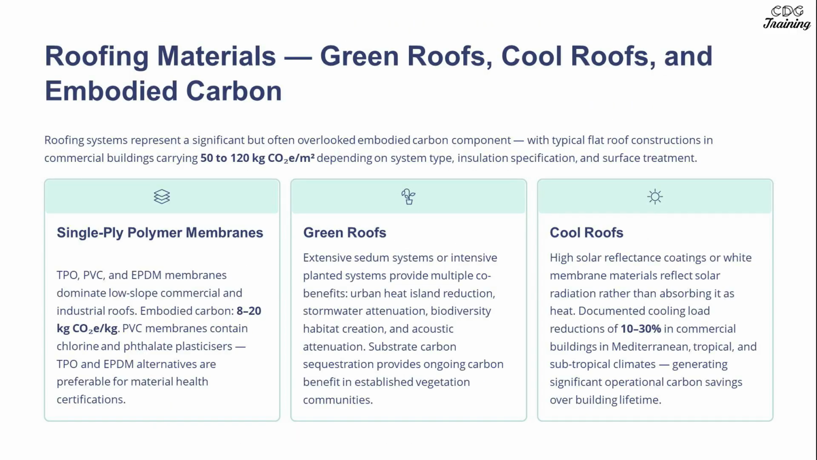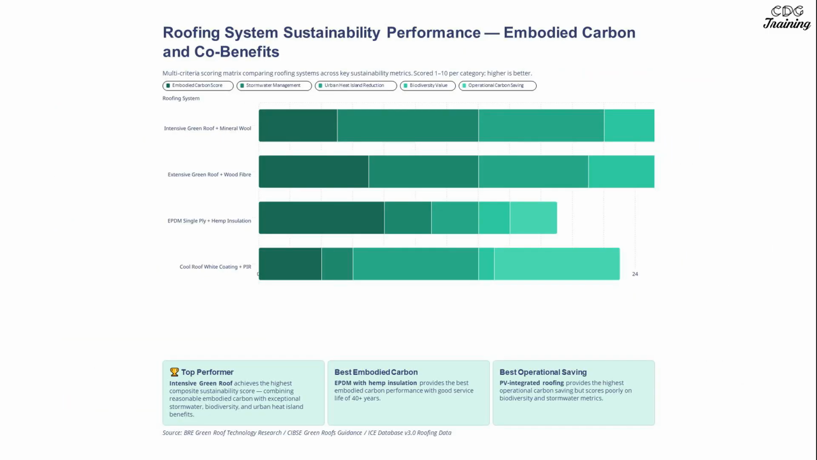Roofing systems, including green and cool roofs, significantly impact a building's carbon footprint. Understanding their embodied carbon and benefits is crucial for sustainable building design. A comparison of roofing systems highlights their sustainability performance. Factors like embodied carbon and operational savings are key in determining the best options for eco-friendly construction.